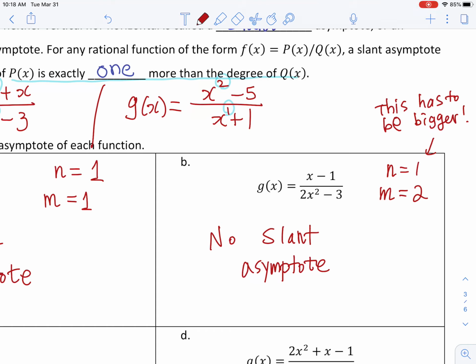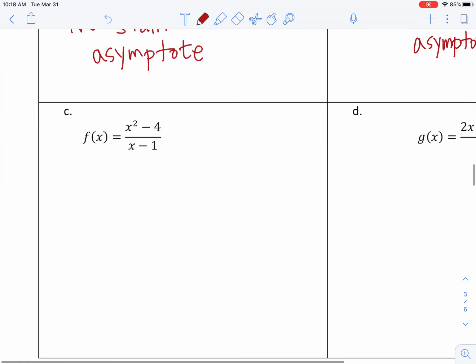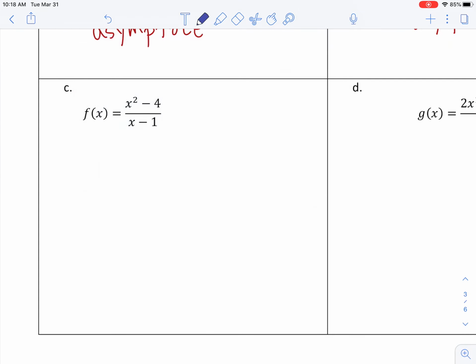All right. But I better show you at least 2 cases where they actually have a slant asymptote. And if you decide that it's going to have a slant asymptote, how are you going to find it? So I'll show you C and D. They will both have a slant asymptote. So take a look. C.